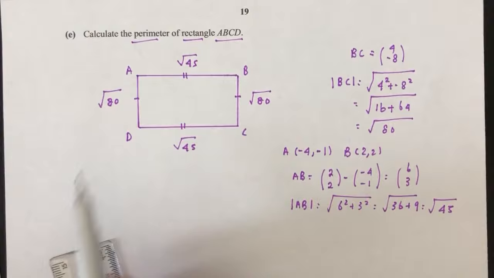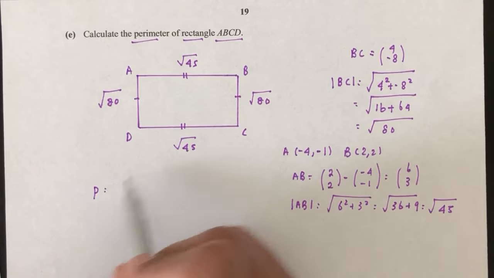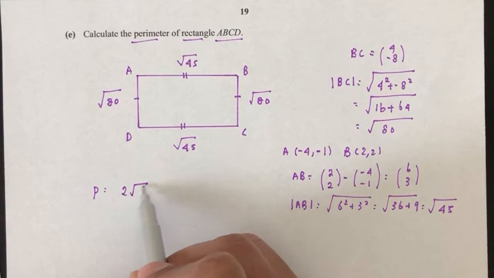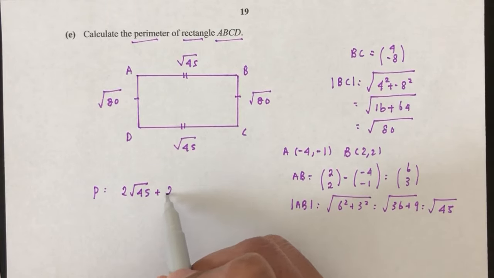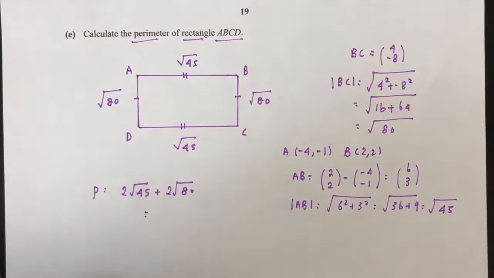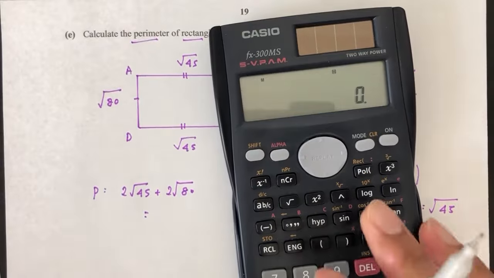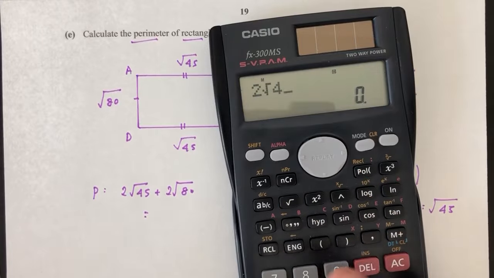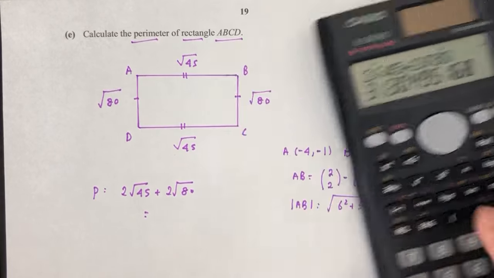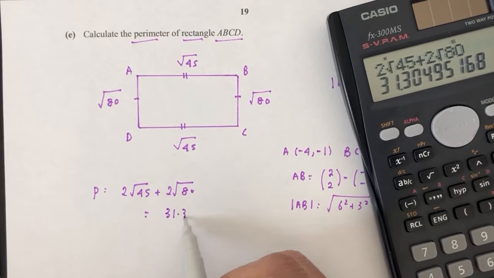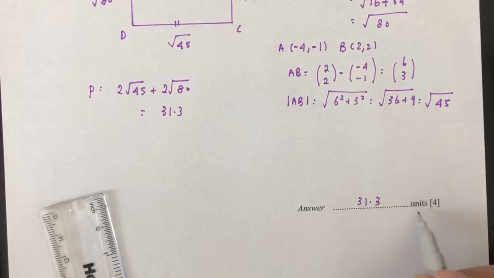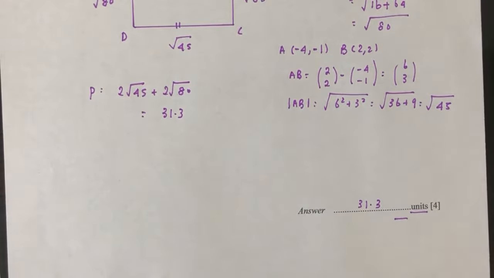So now find the perimeter. P will be this plus this plus this plus this, so it will be 2 times root 45 plus 2 times root 80. So let's solve using our calculator. 2 times square root of 45 plus 2 times square root of 80, that will be 31.3. So the perimeter of this shape will be 31.3 units. That is for question number 10.